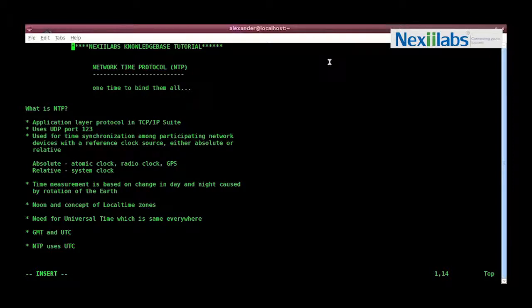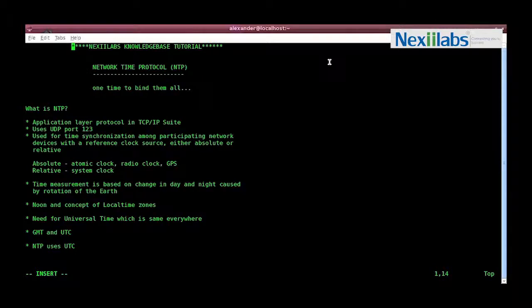Time measurement is mostly based on the change in day and night caused by the rotation of the earth. There is a period during the day when the sun is at the highest point, which we refer to as noon. Noon happens at different times at different places, and this gives the concept of local time. Different places on earth have different time zones, and we notice the need for a common universal time when communicating with people located in different time zones.